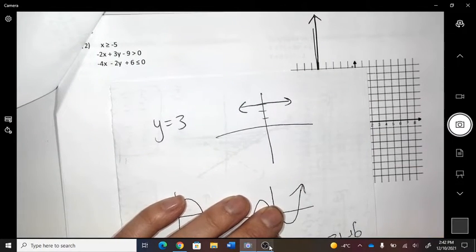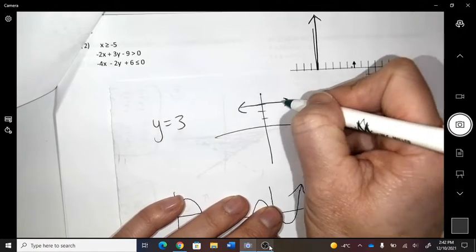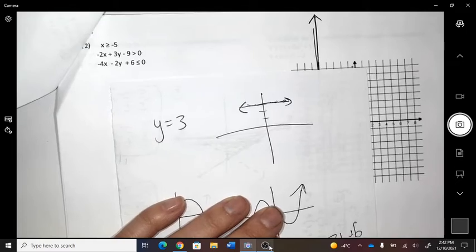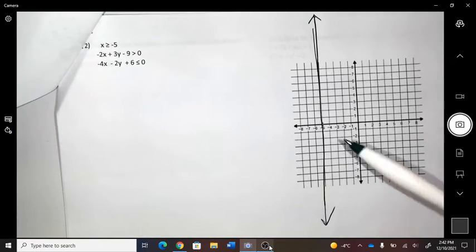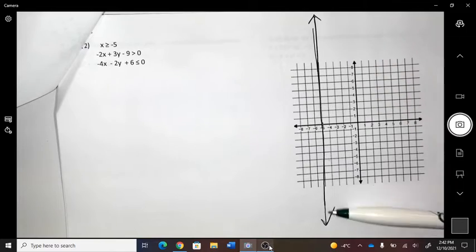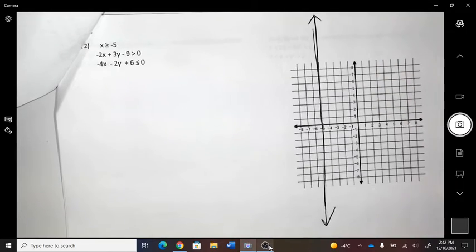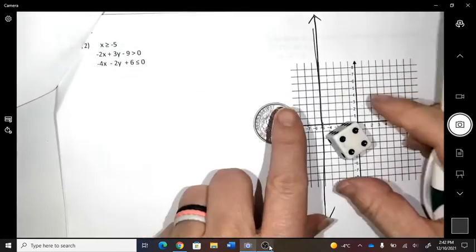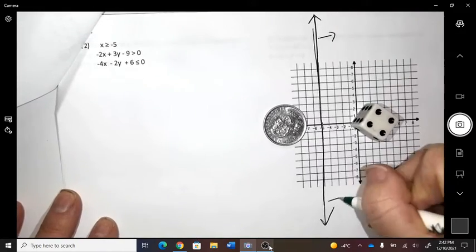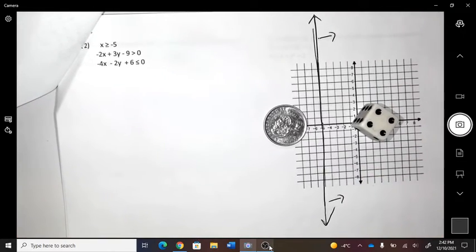This line represents y equals 3. Why? Because look, every single point on that line has a y value of 3. On my line here, every single point on this line anywhere has an x value of negative 5. Okay, here's your two options. Which side do you want to be on? The right side. The greater than side is on the dice side. The x value's got to be greater than that.